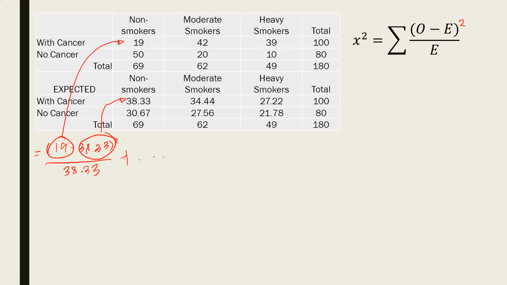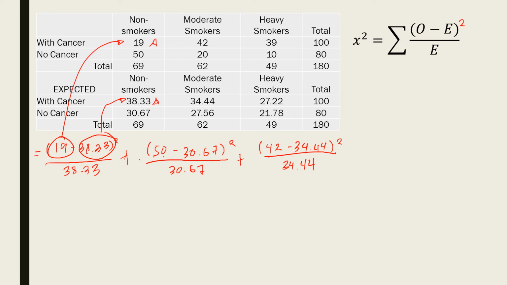Our next term, in this case, would be 50 minus 30.67 squared divided by 30.67 plus that 42 minus 34.44 squared divided by 34.44. Okay? Ituloy-tuloy lang po natin yung method na yon. So again, kukunin lang po natin yung katapat niya. So for instance, I would label this A, and then A din po yung ima-minus nyo sa kanya. So B, B, C, yeah.